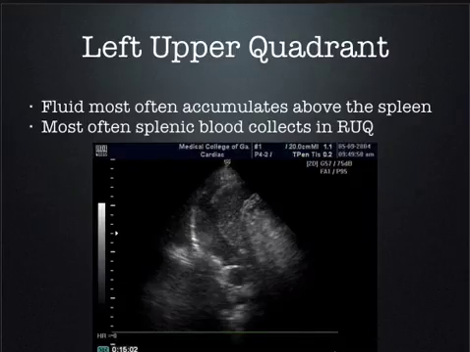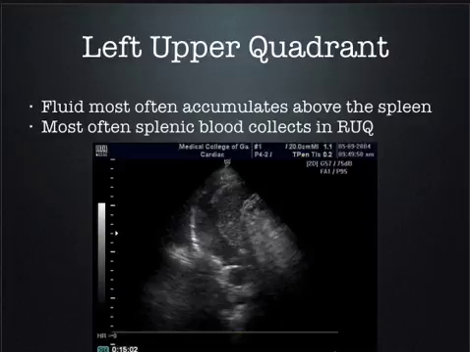Here's the left upper quadrant, spleen. Kidneys down here is off the screen because fluid almost never collects between the spleen and the kidney. It almost always collects between the spleen and the diaphragm. The reason is there's a ligament that attaches the spleen to the kidney and it just doesn't collect there. It's very rare. It most often collects between the spleen and the diaphragm. So you have to see the diaphragm, particularly on the left side, to say it's negative.